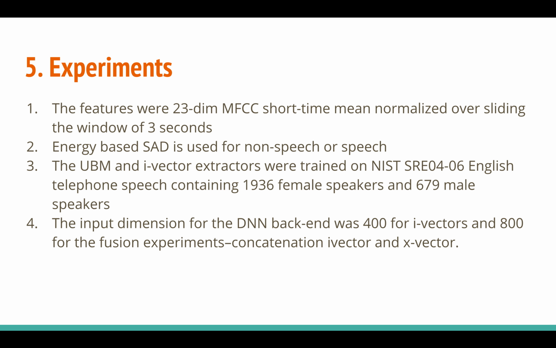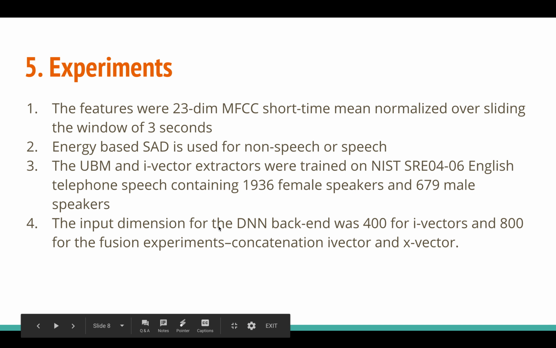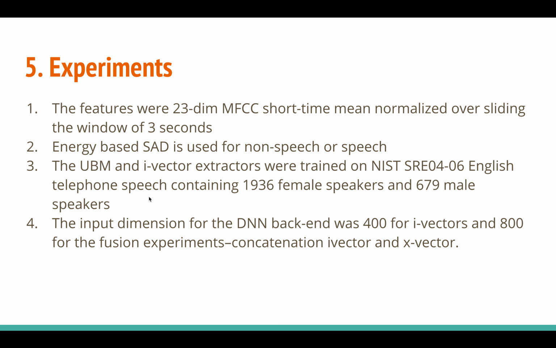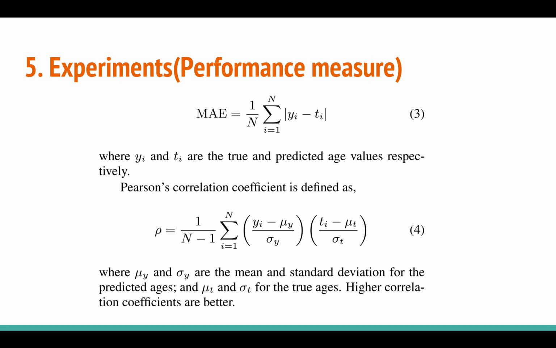They think the support vector regressor and DNN both give almost the same performance, and they have used the DNN for the backend. The input dimension for this DNN backend is 400 for iVectors and 800 for the fusion experiment. We'll see what the fusion experiment is. It's nothing but combining both iVector and xvector for the final system. And for the performance measures, they have used the mean absolute error, which is nothing but taking the difference between the ground truth and predicted value, summing over and computing the mean.